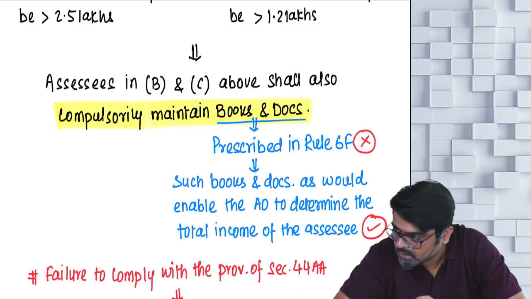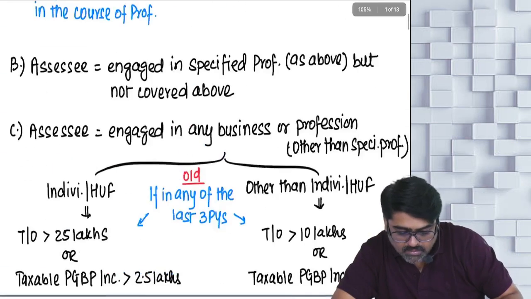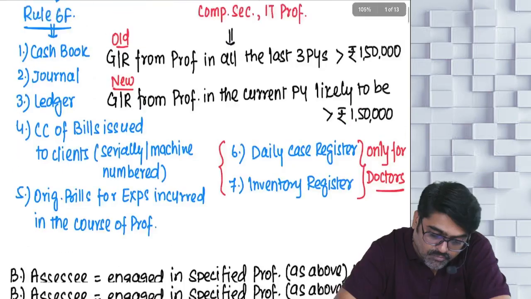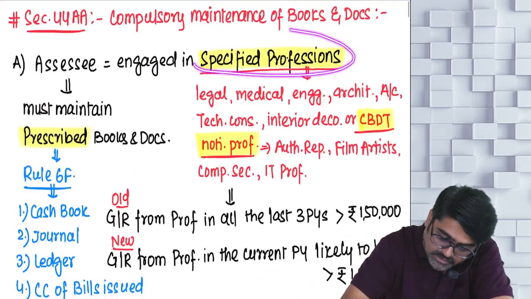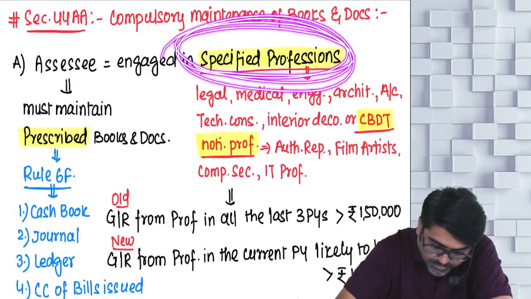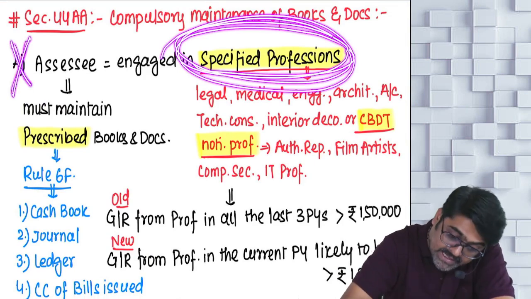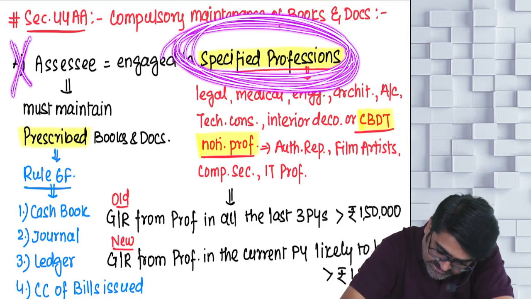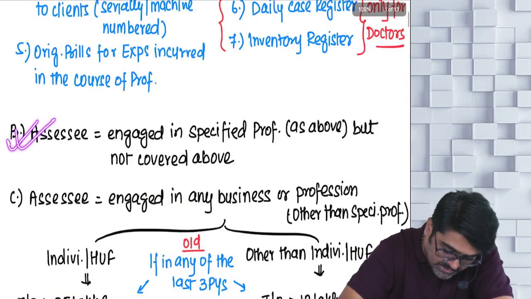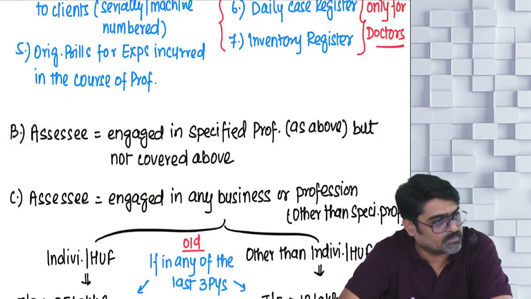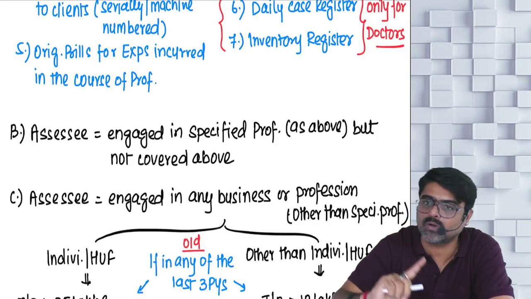Hello, sir. Now, are you covered by point number B? So if you are doing a specified business, if you are doing a specified profession, and not covered by point number A, then the assessee engaged in specified profession will be covered by point number B. And they are also supposed to compulsorily maintain the books and documents, but not the prescribed one.